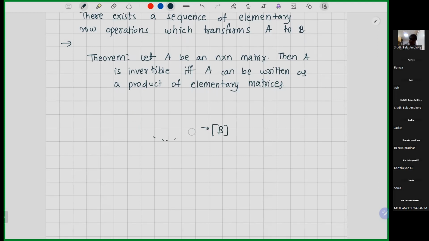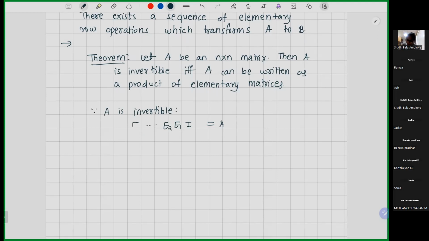So what we can do is use this theorem here. Since A is invertible, I can write A as, A is actually what?